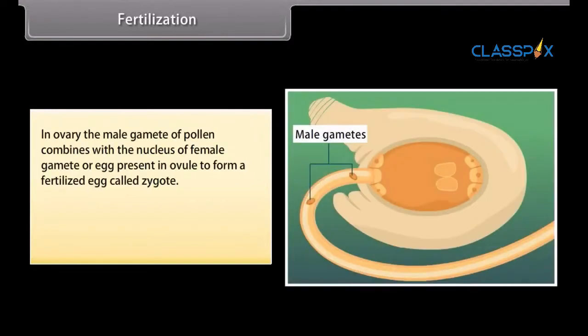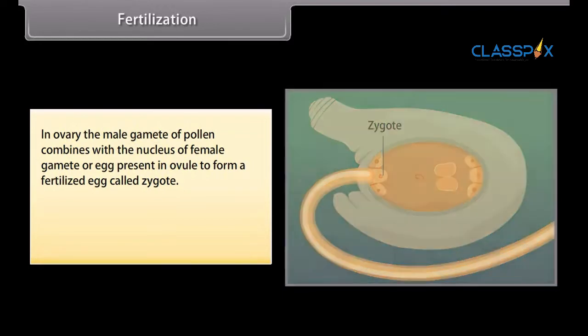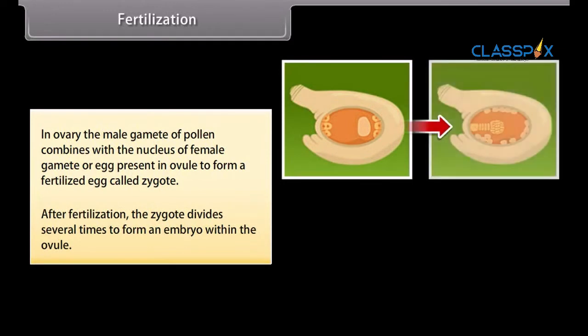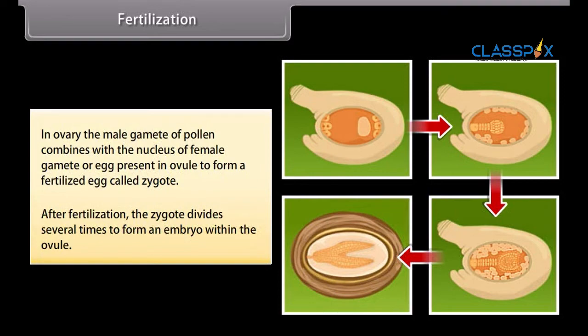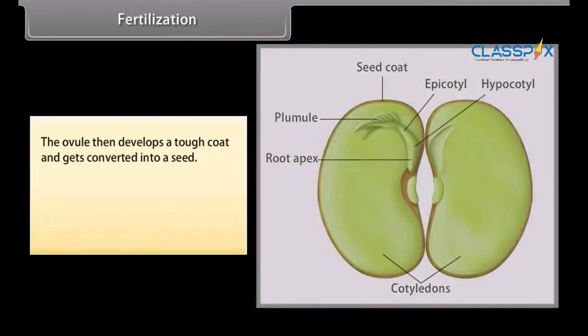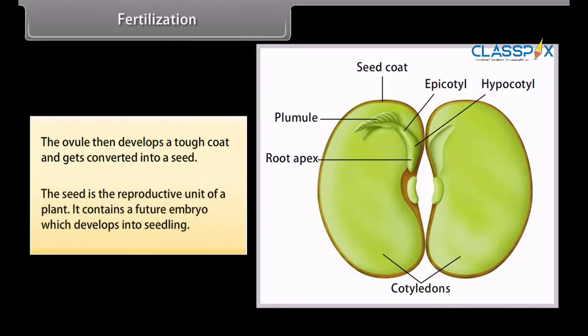In the ovary, the male gamete of the pollen combines with the nucleus of the female gamete or egg present in the ovule to form a fertilized egg called a zygote. After fertilization, the zygote divides several times to form an embryo within the ovule. The ovule then develops a tough coat and gets converted into a seed. The seed is the reproductive unit of a plant. It contains a future embryo which develops into a seedling.